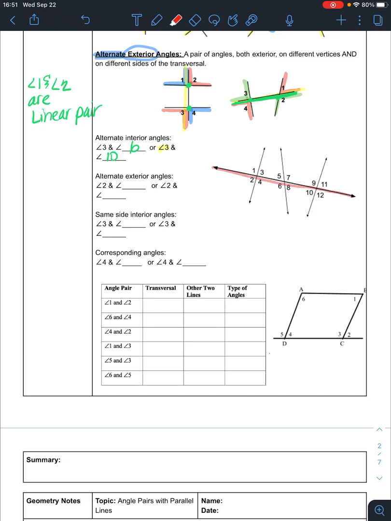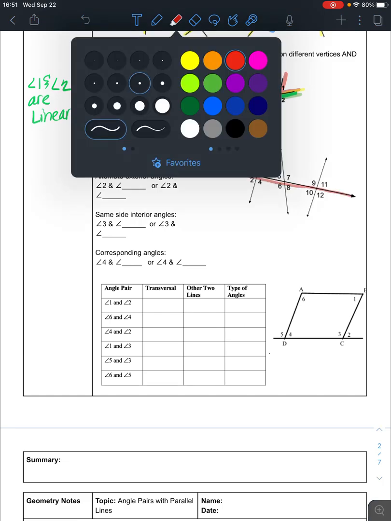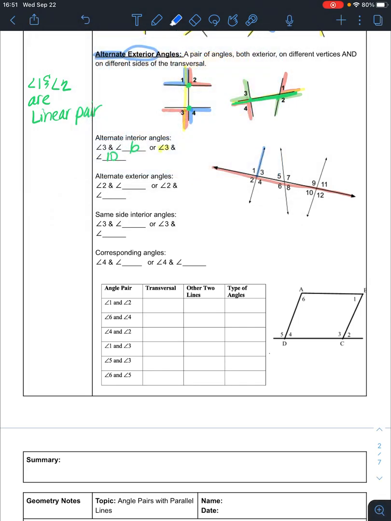Here's my transversal, and I want to focus first on these two lines in blue. So let's focus on these two lines. We're going to ignore 9, 10, 11, and 12. So if I do angle 2, so here's angle 2, and I want alternate exterior. Remember, we're ignoring 9, 10, 11, and 12. 1 is exterior, 7 and 8 are exterior, but we need to be on the alternate side. 1 is touching 2, so it has to be 7. So 2 and 7 are alternate exterior.